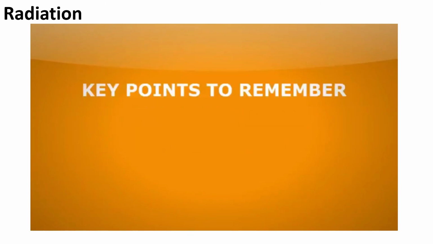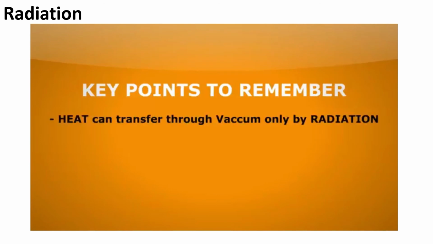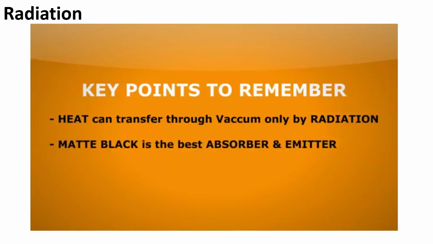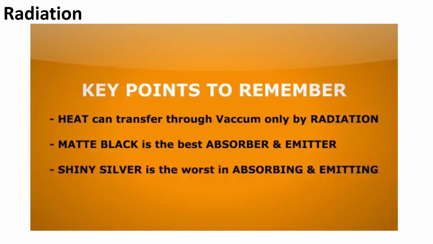So what's the key information for us to have here? Well, when heat needs to transfer across a vacuum, the only way it can do it is by radiation. We've also seen that matte black is the best absorber and emitter of radiation. And that's why if we want something to heat up really, really quickly, or something to cool down really, really quickly, we colour it matte black. We also saw that shiny silvery surfaces were the worst at both absorbing and emitting radiation, and that's why if we want something to stay hot, or if we want something to stay cold, we use a shiny silvery surface.